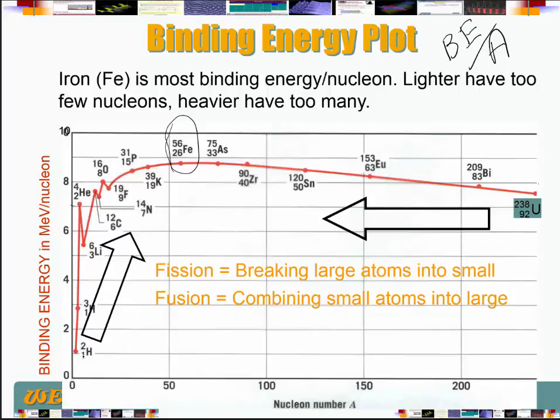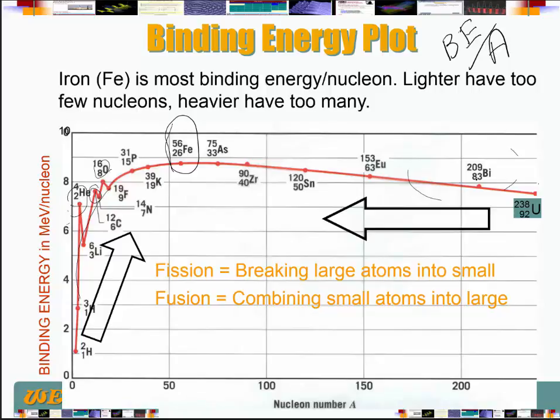Now, if we go down to smaller nuclei, you notice we have some peaks here. These peaks correspond to stable nuclei that correspond to filled shells. But overall, you see the trend. We have low binding energy here because we don't have many neutrons. But here, since we have more neutrons than protons, we actually have more binding energy.